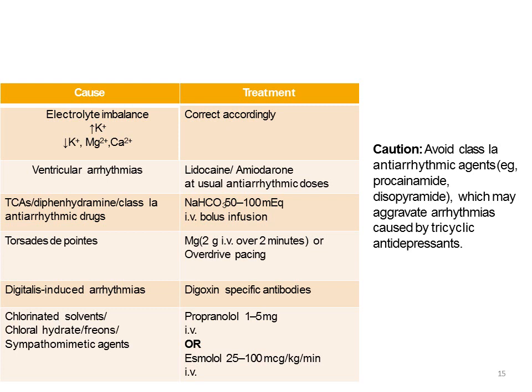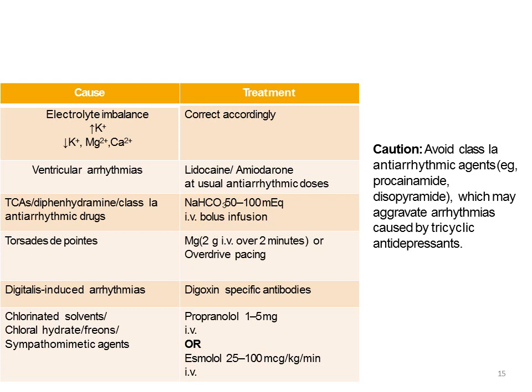If it is caused by a tricyclic antidepressant, again as we had seen earlier, we administer sodium bicarbonate at 50 to 100 milliequivalents as an IV bolus dose, and we have seen that in most cases these are corrected. There may be torsades de pointes or digitalis-induced arrhythmias. They can be corrected by magnesium or digoxin-specific antibodies. The last one, which is not very common, is chlorinated solvents.